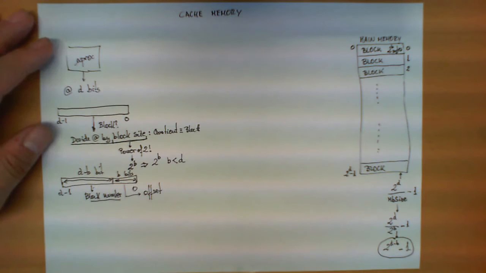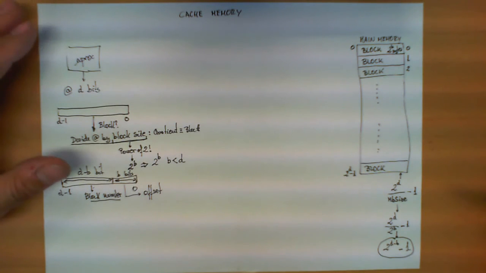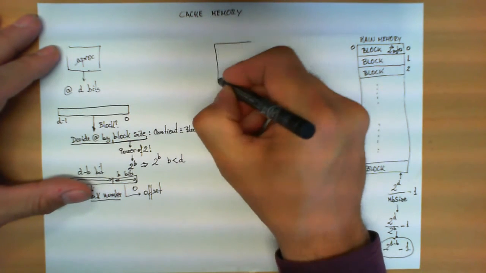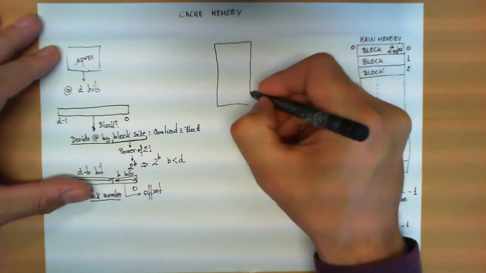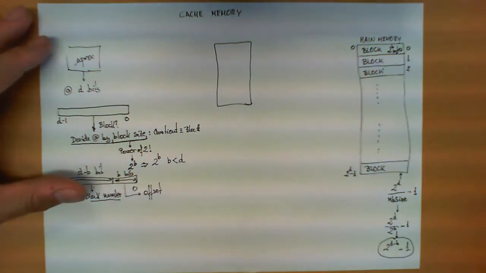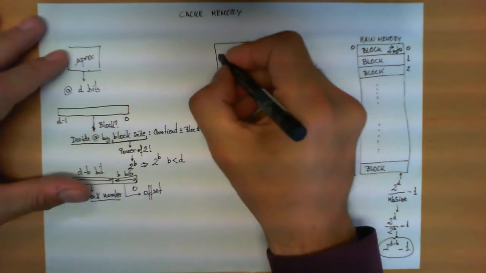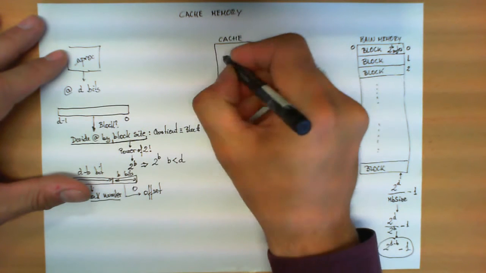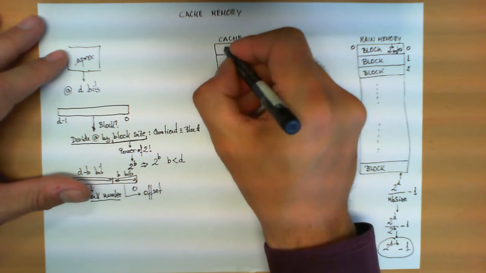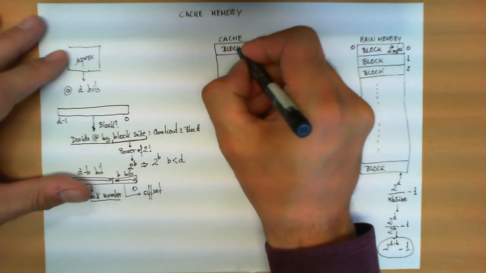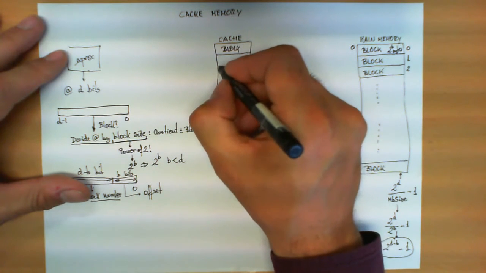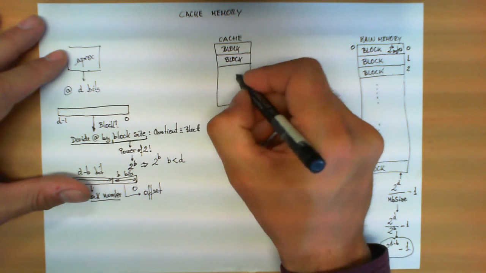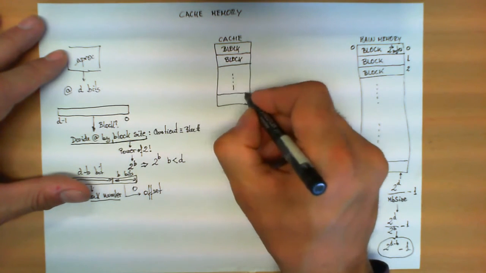Okay, so here comes the cache memory. Cache memory is a memory that's going to sit here in the middle, and it has very interesting properties. The first one is that the content of this cache memory is going to be divided into blocks of exactly the same size as what we have been discussing so far. So we have blocks all the way down here.